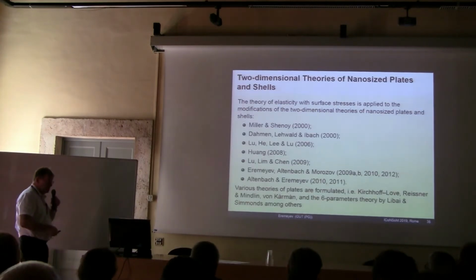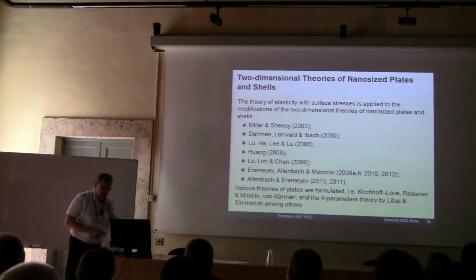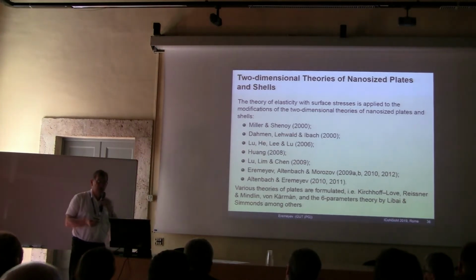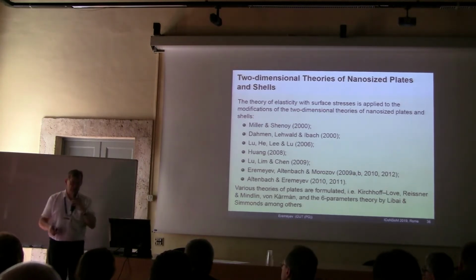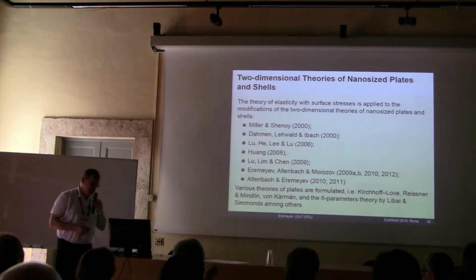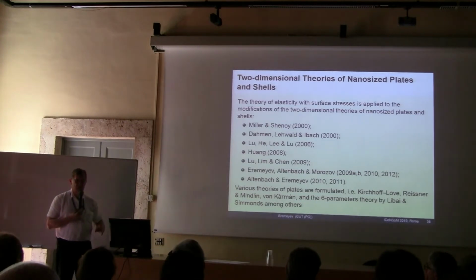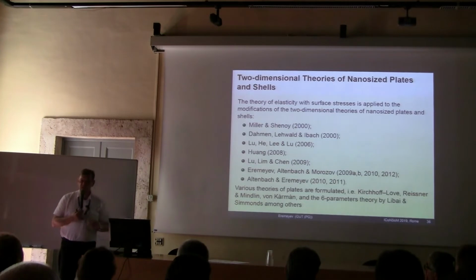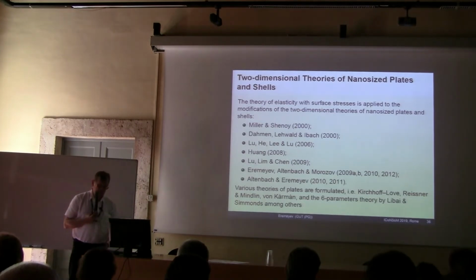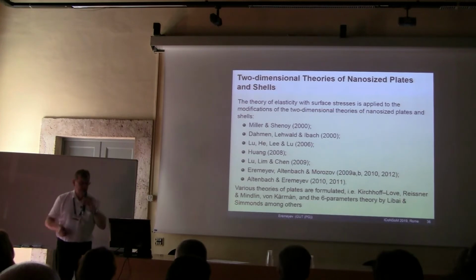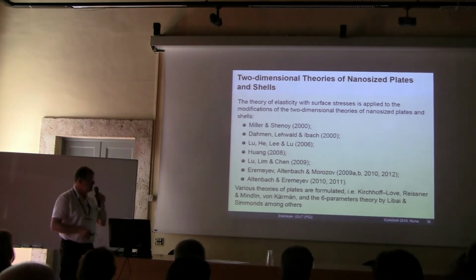The next step could be to consider plates and shells, which are natural objects for nanomechanics, because we have nanofilms, nano-sized coatings, etc. And let me say that considering theory of plates and shells, I'm not sure that the 12-parameter theory of shells was used for this, but others like Kirchhoff, Timoshenko type, Mindlin-Reissner type, von Karman type, and some exotic ones, let's say generalized theories of shells, have already been extended to the case of surface stresses.